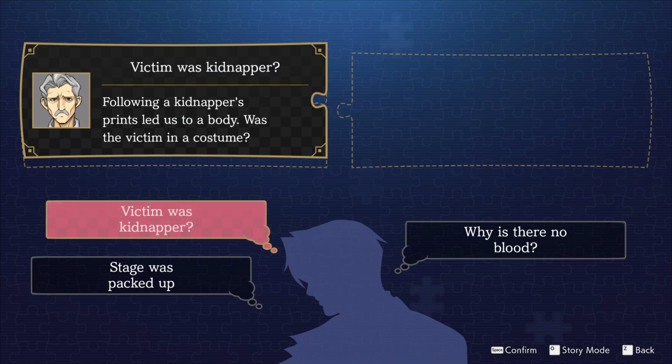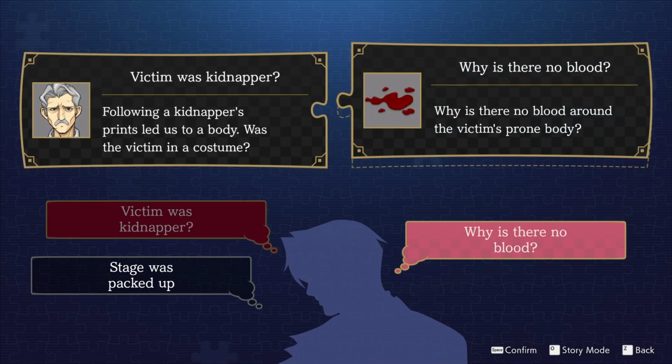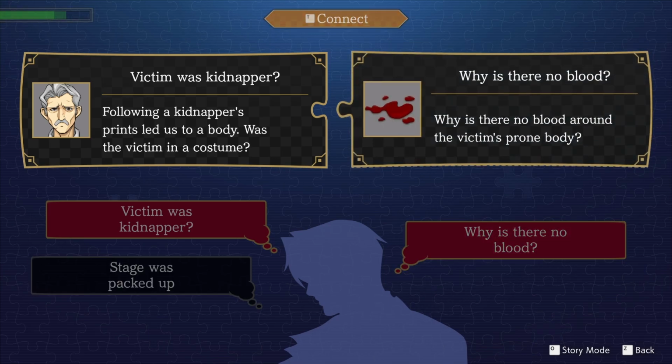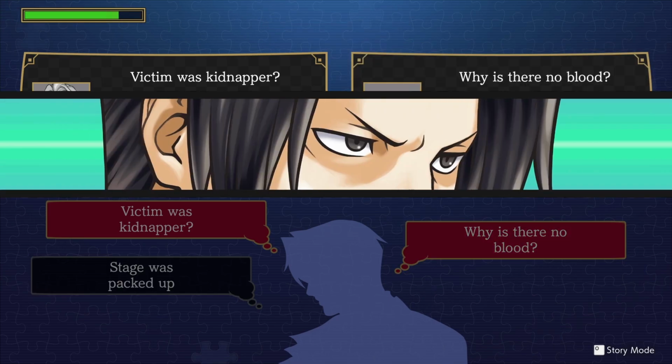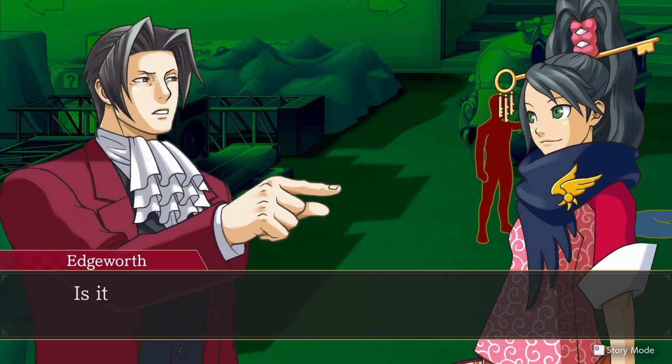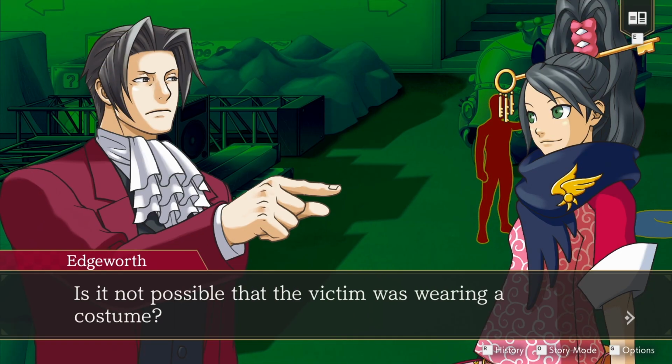That's the victim in a costume. It literally says right there. Oh, wow. Kidnapper's prince was the victim in a costume. That's why there's no blood. Wow, it helps if we can read. Yep. Is it not possible that the victim was wearing a costume?